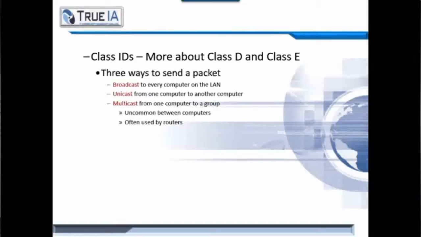So Class A, B, and C are pretty easily understood. However, Class D and Class E have a tendency to confuse some. So there's three ways to send a packet. You can either use broadcast, unicast, or multicast. Broadcast, you're going to send to every computer on the LAN. Unicast is a one-to-one communication, and multicast is a one-to-many communication.